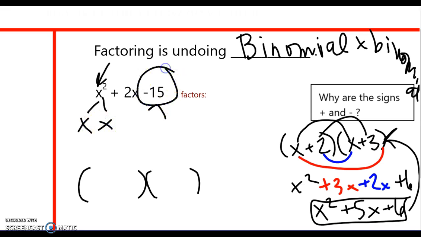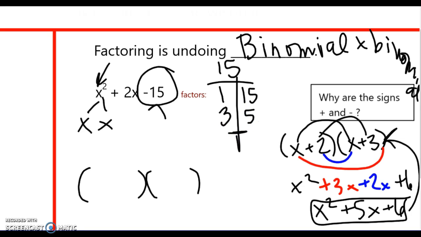And then over here, I look at the end number. Now I see that it's minus, and so I'm going to deal with that in a second. But right now, I'm just going to say, what are the factors of 15? I always start with 1. 1 times 15. Does 2 go in there? No. 3? Yes. 3 times 5.